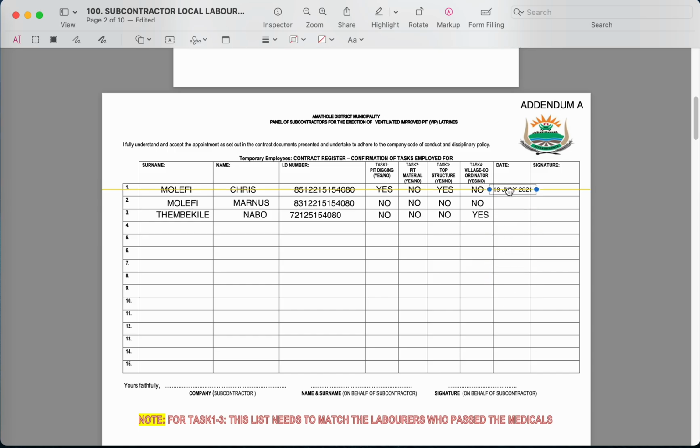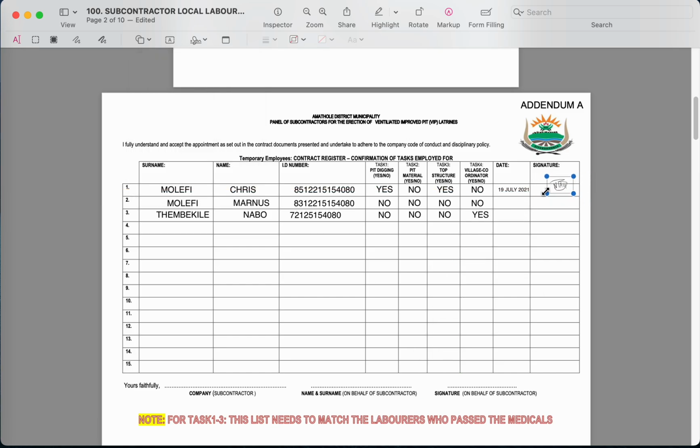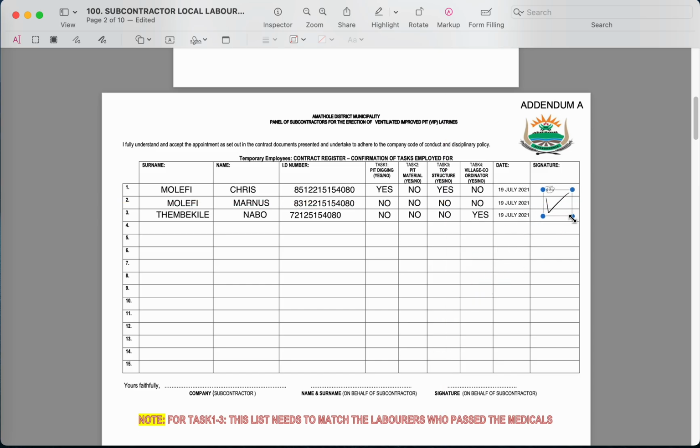Please let's try and help out the employees, especially some employees who might have handwriting which is not readable. And then this side will be the signature side. This will be the date the employee will sign, on the 19th. Per my advice, the employee signs on the same day they are doing the medicals, which is easier and quicker for everyone. Let's say this is his signature. This is Marnas's signature. He signs there on the 19th of July. And then Mr. Nabu, who is our village coordinator, also signs.